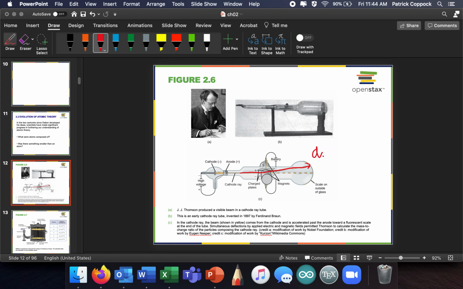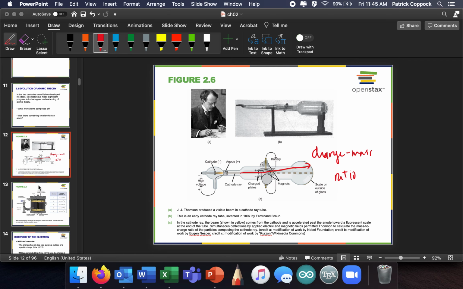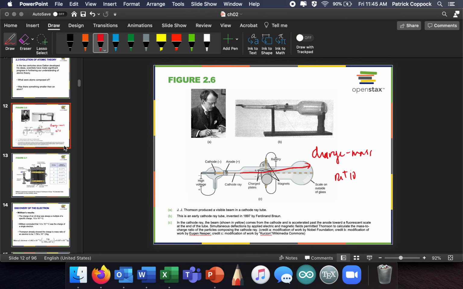It was the charge to mass ratio of a particle, right? Which we later described as an electron. So he discovered the electron and its charge to mass ratio. And he was in England.